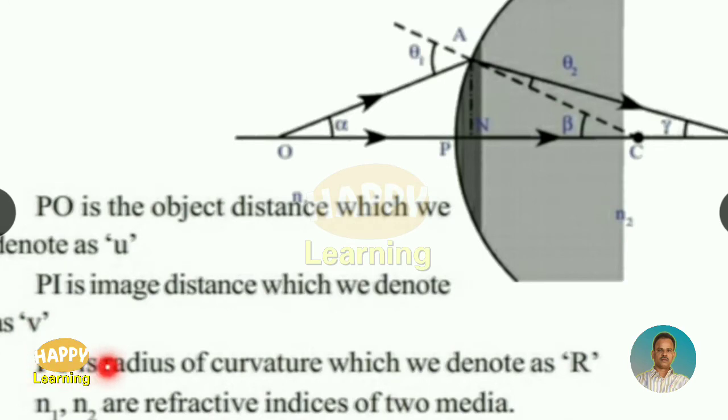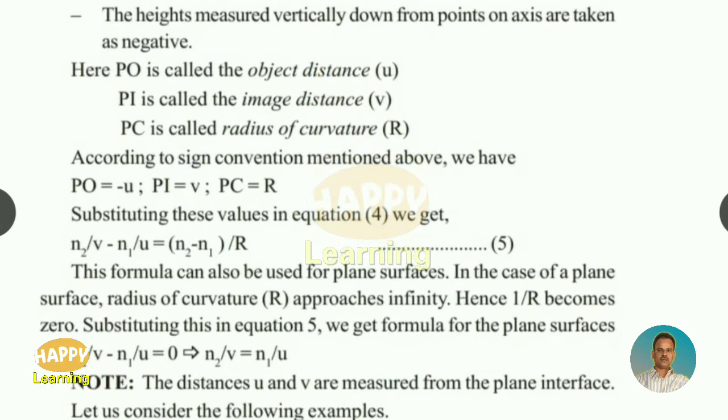PC is radius of curvature which we denote as R. From P to C, this PC is radius of curvature which is denoted by letter R. N1, N2 are refractive indices of two media. This white portion is a medium of refractive index N1. This dark area is of refractive index N2.